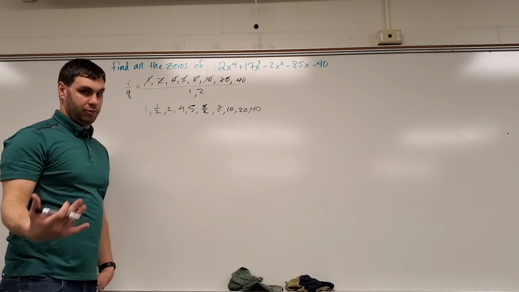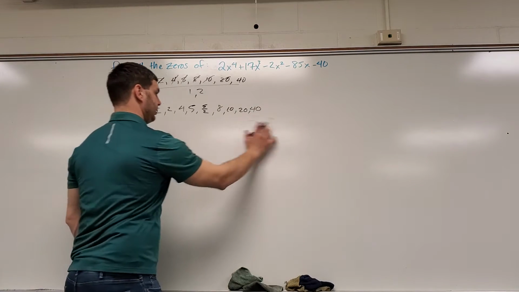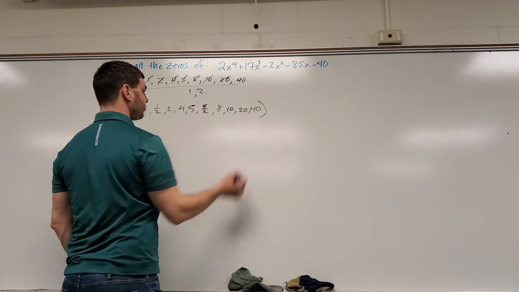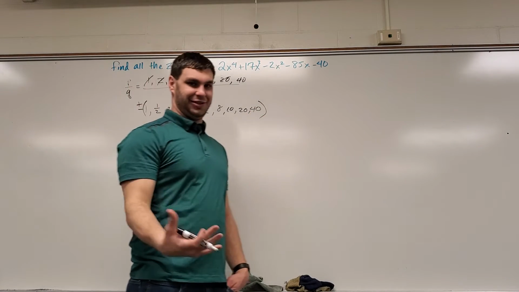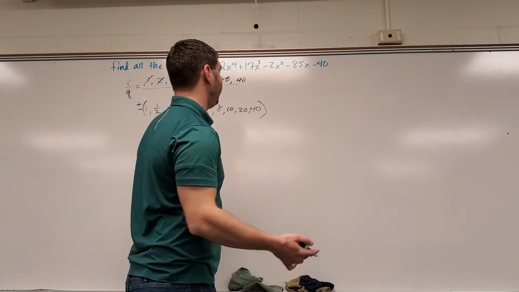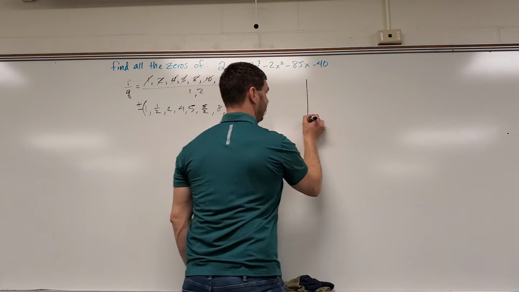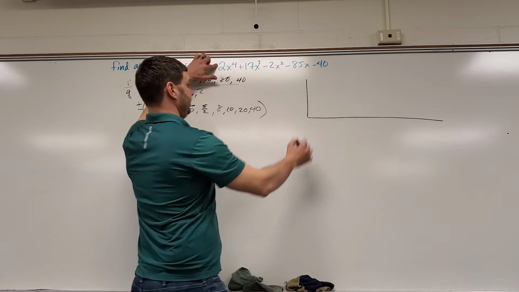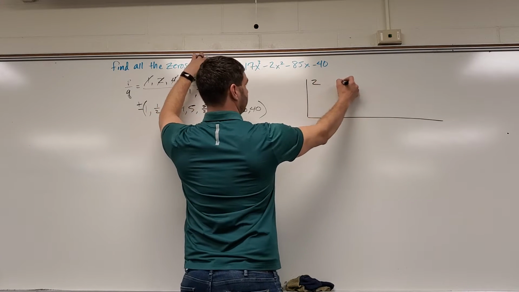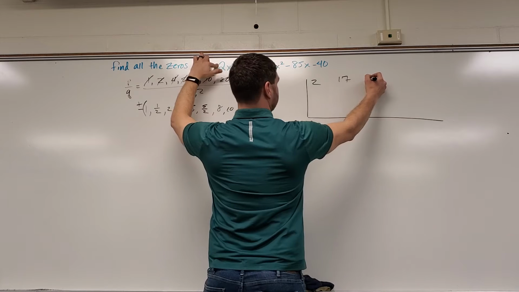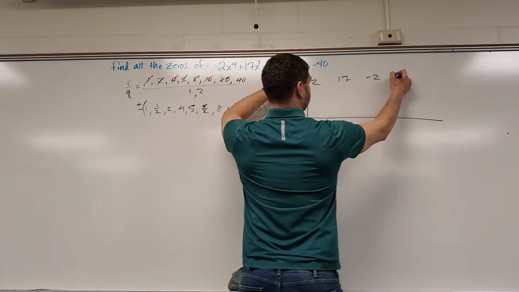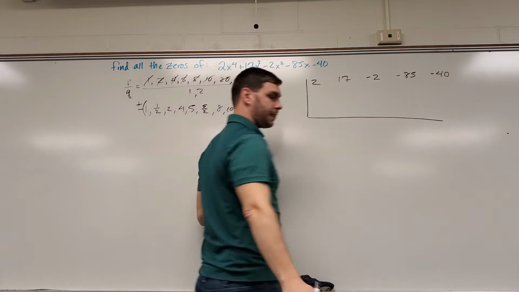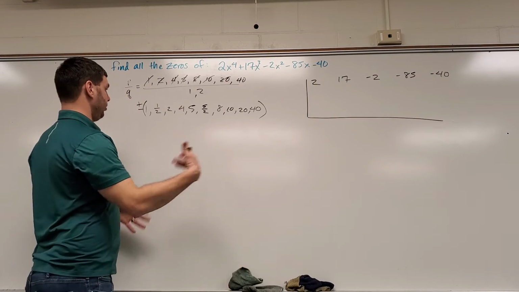All right, then what we're going to do with this is we're just going to exhaustively go through this list using plus or minus all of these numbers, and hopefully something will divide into this nicely. So this could take a while. So I'm going to write out a little synthetic division chart here using my coefficients 2, 17, negative 2, negative 85, and negative 40. All right, let's just start with 1, and we'll work our way up the list.